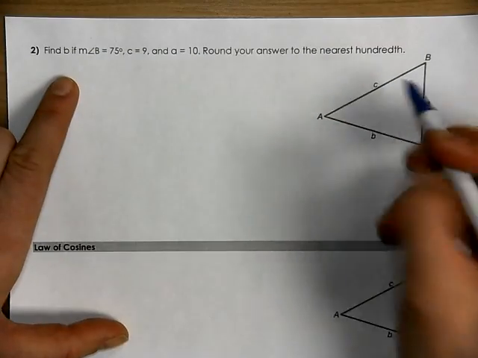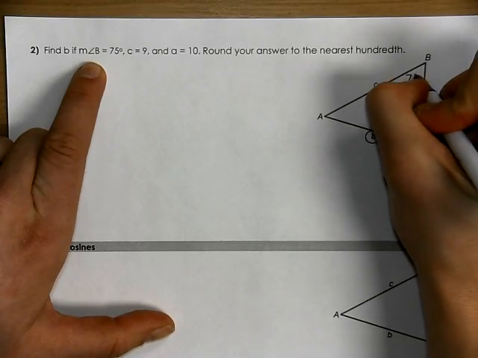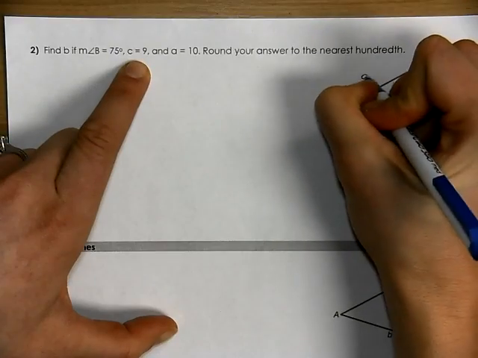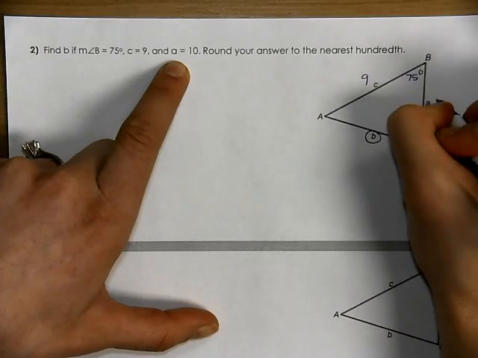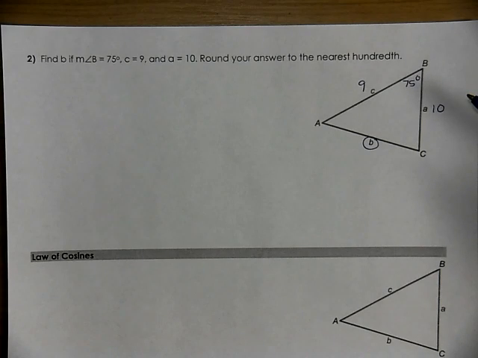says it wants to find B. So this is what we want to find. If the measure of angle B is 75 degrees, C is 9, and A is 10. So we don't know if we have a right triangle. All we have is 75 degrees. So we can't for sure use our regular trig ratios. So let's try and use law of sines.